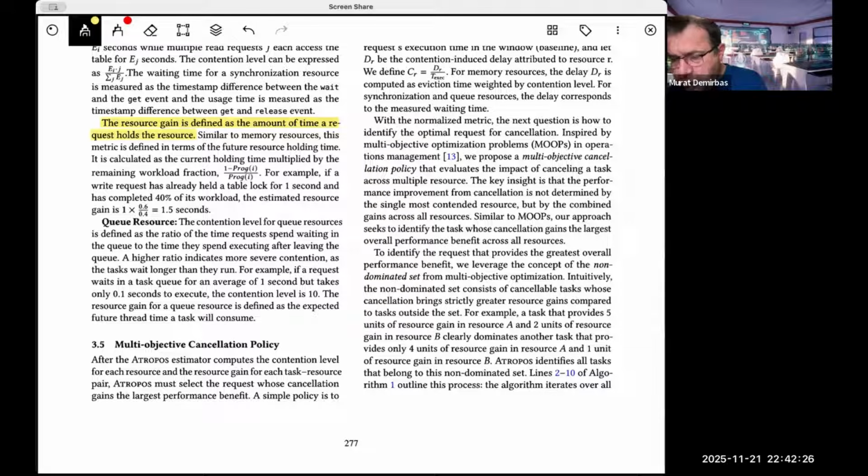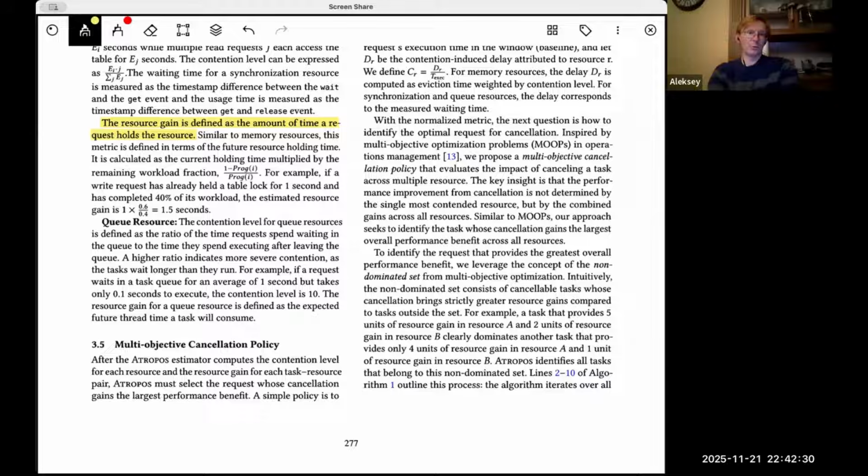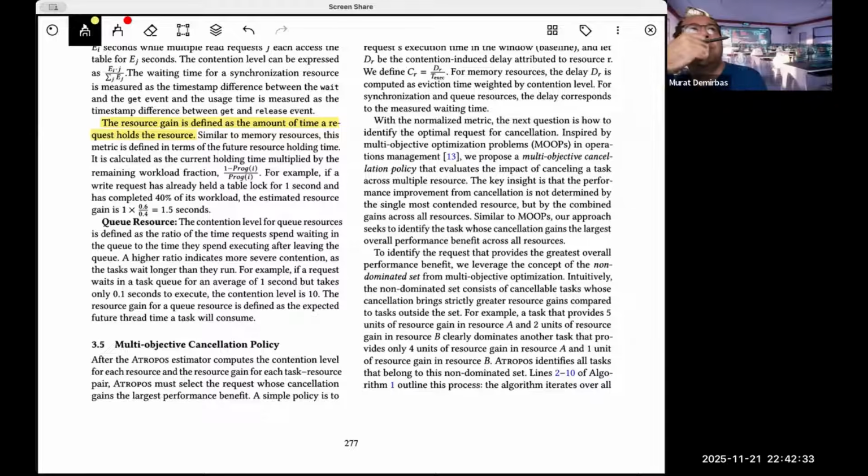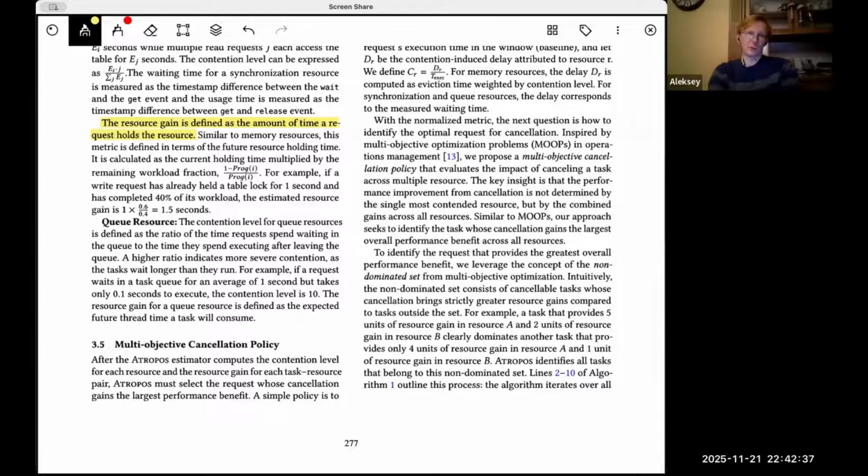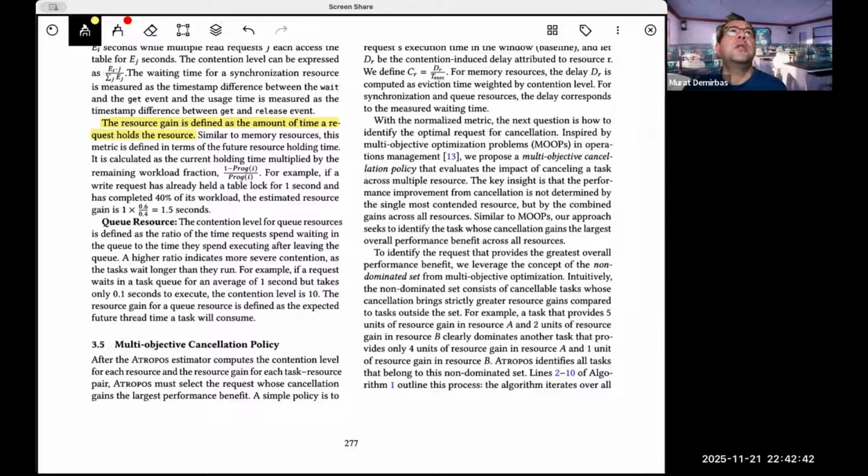Why? But shouldn't this again be feature-looking? Yeah, they look at this progress again, right? How? The remaining workload fraction. Oh, so it still looks at where? How do we look at it? I don't get it.